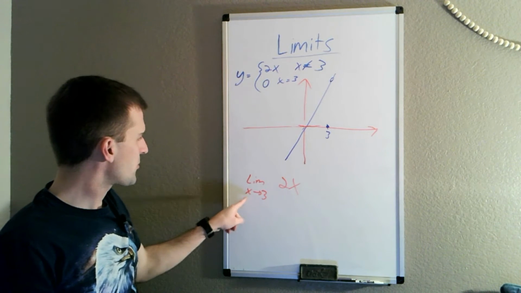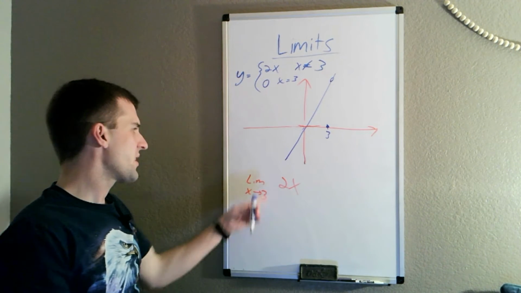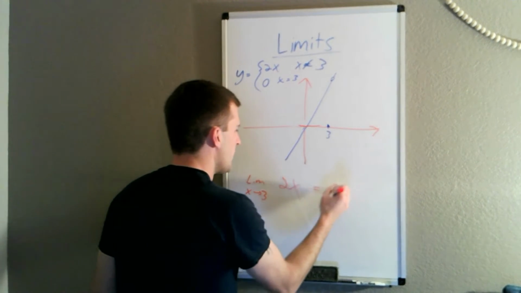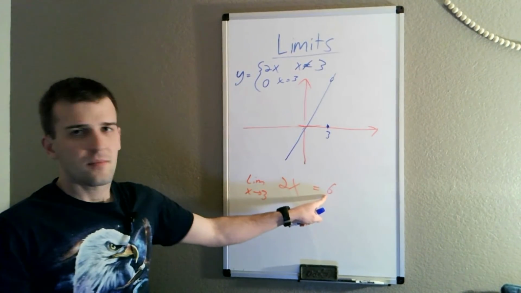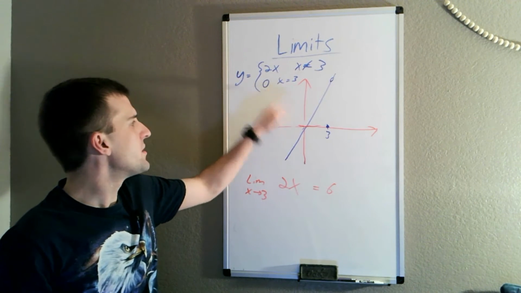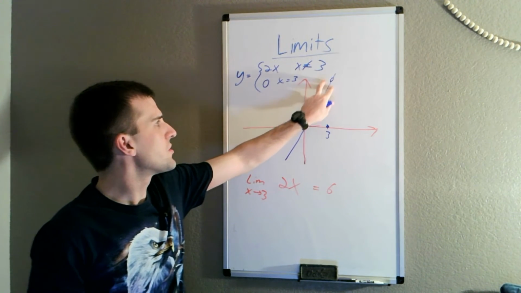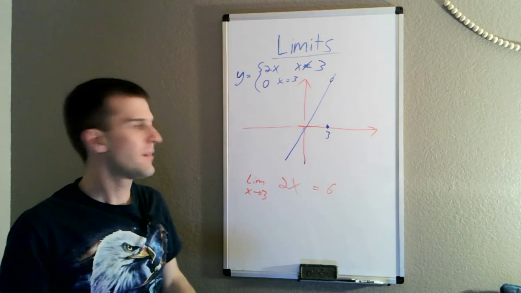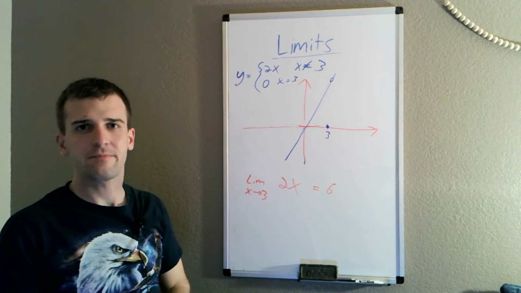So here, the limit as x approaches 3. In this case, we can just plug it in, and we get 6. And through this analysis, we found that even though we defined it to be different, the limit of this function approaches 6 as x approaches 3.